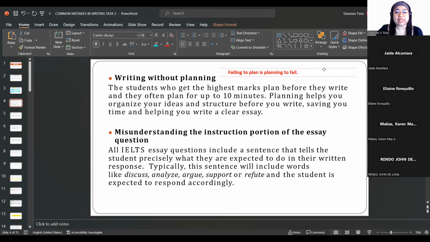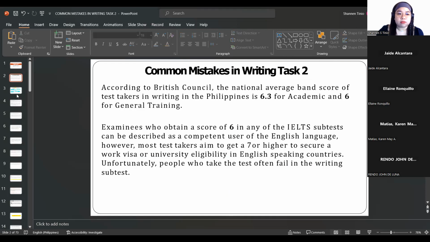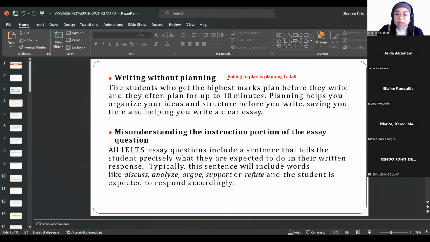I want to emphasize right now the importance of planning. In any aspect of your life, planning is definitely important. So, writing without planning can lead to failing the task. The students who get the highest marks plan before they write, and they often plan for up to 10 minutes.